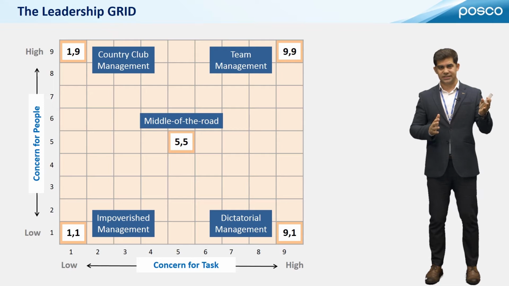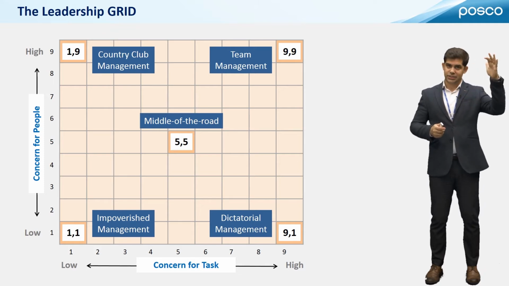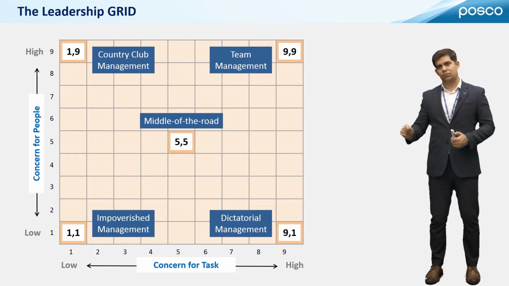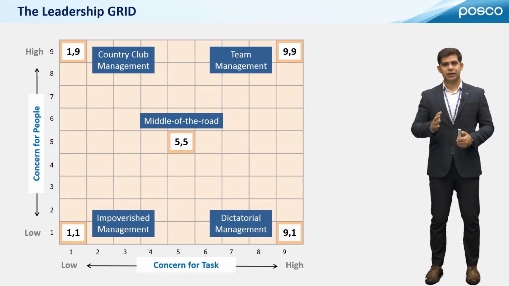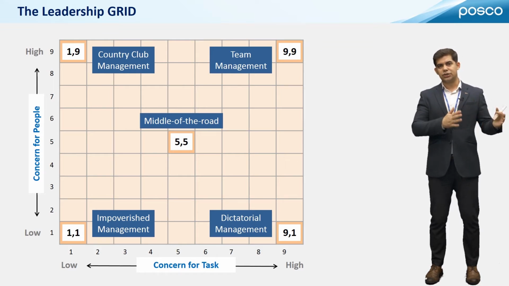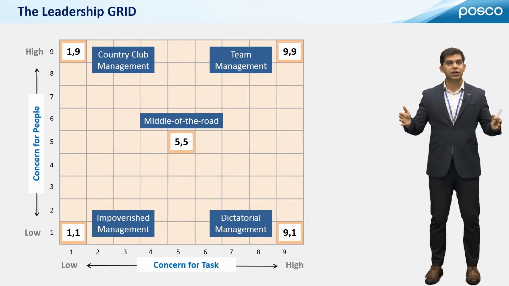Going to the top left-hand side of the grid, which is 1-9, the concern for people is the highest. However, the concern for production is the lowest. This is called the country club management. Moving on to the bottom right-hand side of the grid, which is 9-1, the leadership style is dictatorial management. In this, the leader generally does not have much concern for people, but the concern for task or production is pretty high.